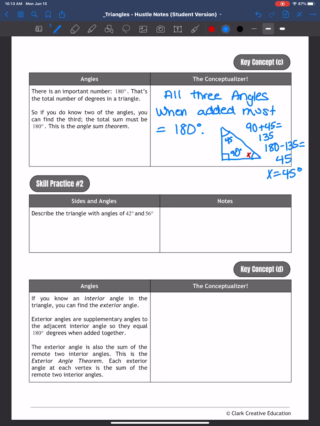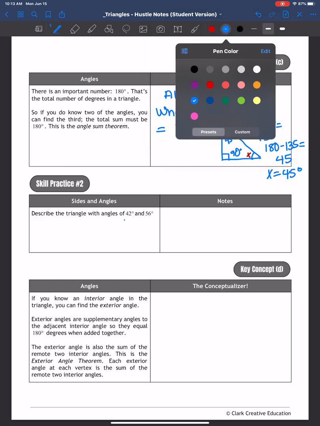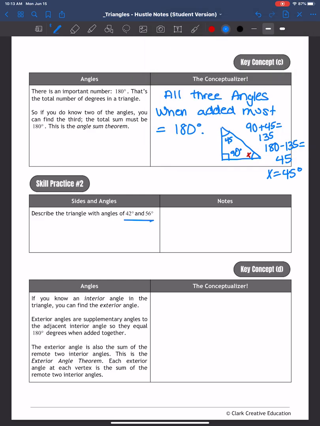So, another practice. It tells you that you have a triangle. Here are your two sides, 42 degrees and 56. So 42 degrees plus 56 degrees equals 98 degrees. 180 minus 98 equals 82 degrees. That is the total of your third triangle.